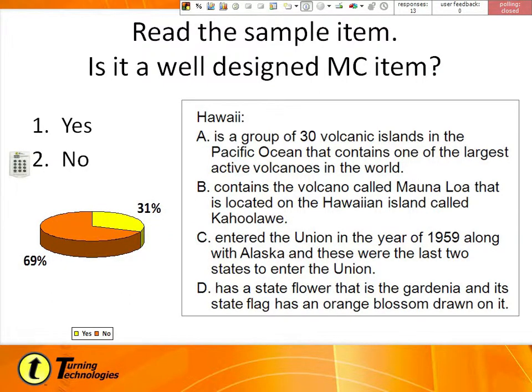Didn't know what the question was. What is the question, right? Exactly. There's no real question. You should give your information in the stem, not in the answer choices. So Hawaii, that's the question. So we want to give more information in the stem of the question rather than in the answer choices of the question. Very good. Good job.